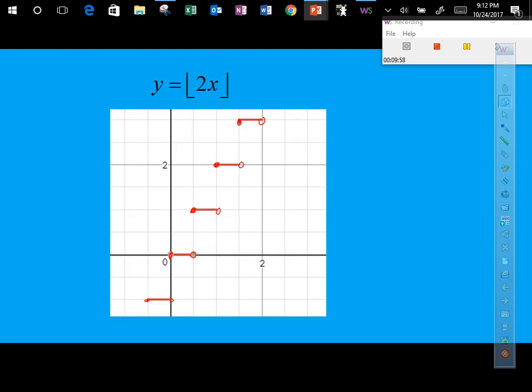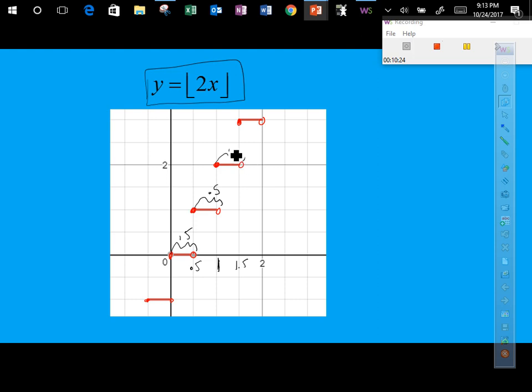Now, I've also done this to speed things up. Here's the graph of y equals the round down of 2x. Notice that this is 2, so this must be 1. This must be 0.5 and 1.5. Notice that the width of each stair now is only a half.